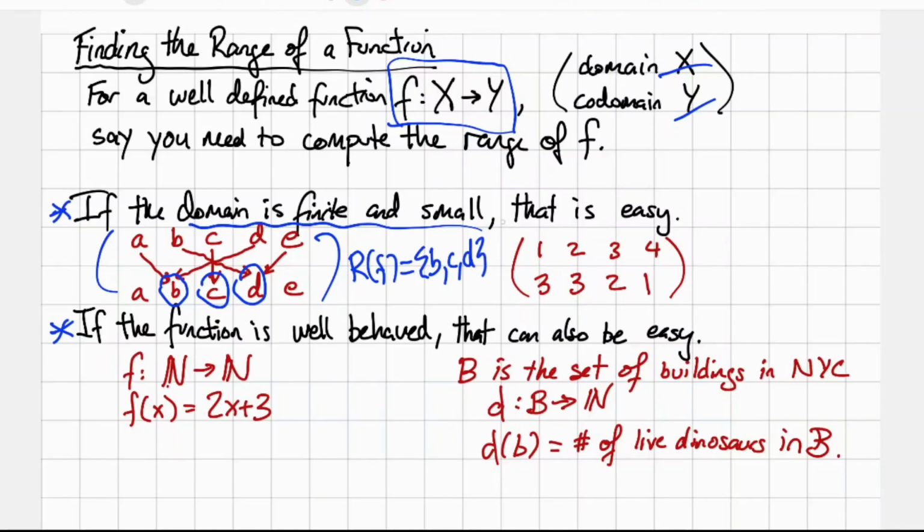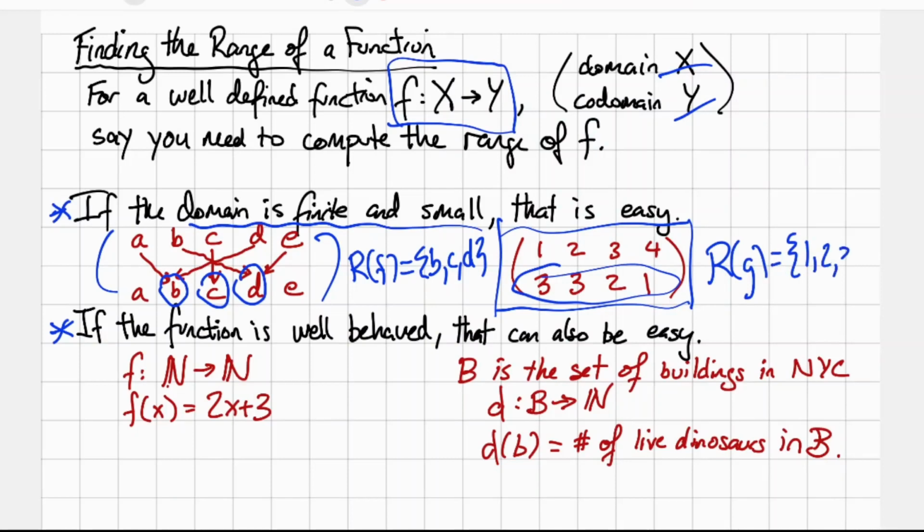And in the second example, when we've written it in two-line notation, the range is the set of possible values that the function takes on, 1, 2, 3, because those are the values in the second row of this two-line notation.